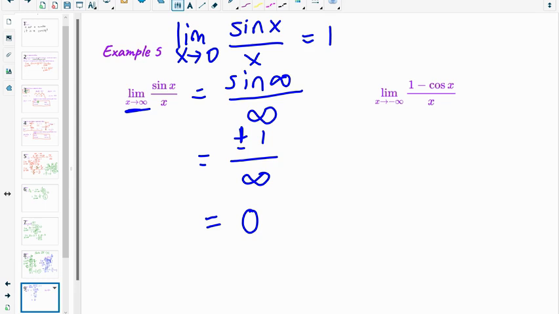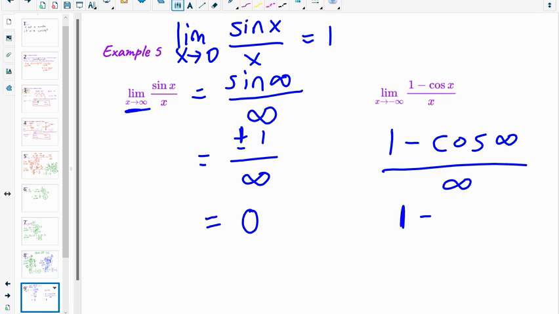Okay. Same idea with 1 minus cosine x over x. So we get, now this doesn't count as a rigorous proof, mind you, but 1 minus cosine infinity over infinity would be 1 minus plus or minus 1. Again, it doesn't count as a rigorous proof, but this is kind of the mindset behind it. 1 minus 1 is 0. Well, then it's just 0. 1 minus negative 1 is 2 over infinity, which is still 0. Okay.